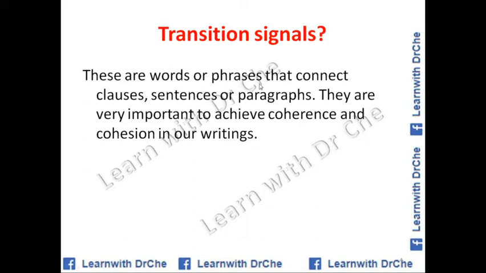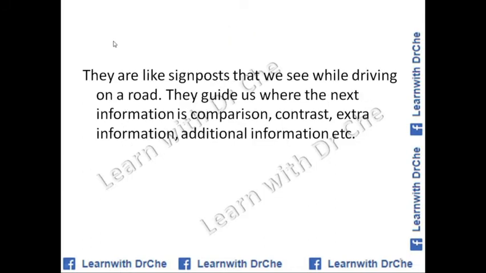These are words or phrases that connect clauses, that connect sentences, that connect paragraphs with paragraphs, and they are important for coherence and cohesion in your writing. They are like signposts that we see while driving on a road. They guide us where the next information is. These transition signals are for comparison, contrast, extra information, additional information.